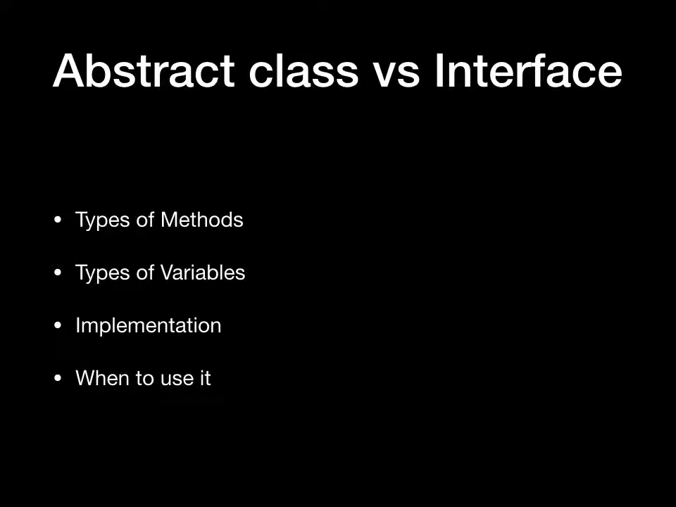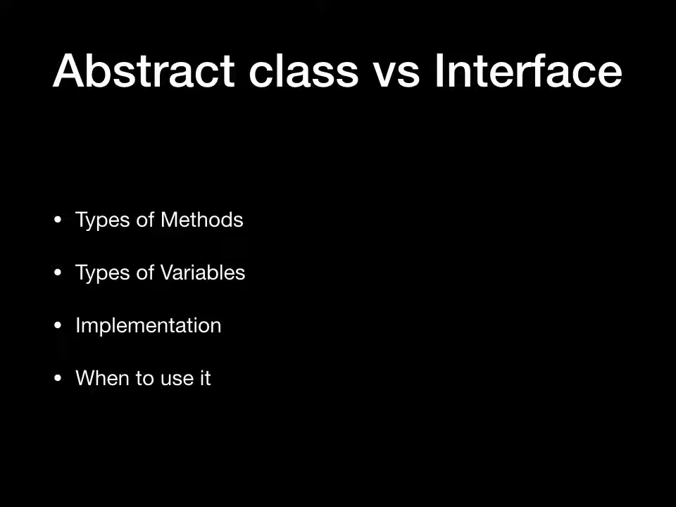Let us talk about the difference between both. When you answer this question, you should remember these points: the type of methods, variables, and how it is implemented. Interfaces can have only abstract methods. From Java 8, it can have default and static methods also, whereas abstract class can have abstract and non-abstract methods.